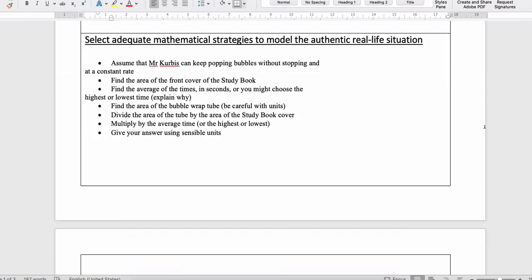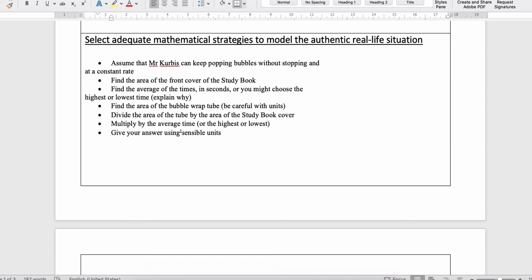So in terms of the example problem that we have with Mr. Kurbis, these are the kind of things that you could write down when you are selecting adequate mathematical strategies. This is the assumption that you have made, that he can actually pop the bubbles with constant rate, constant speed every time. We need to find the area of the study book and the area of the bubble wrap. And then we can divide those two areas. And then afterwards, you multiply the average time by how many study books can fit into the wrap roll.